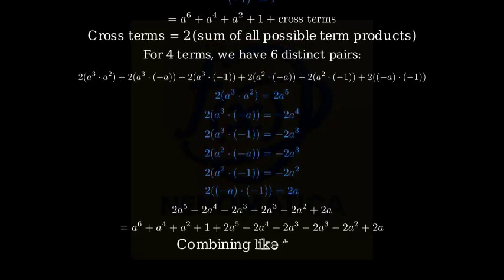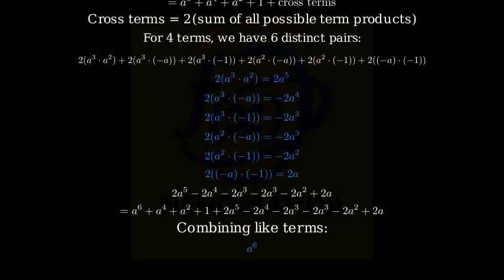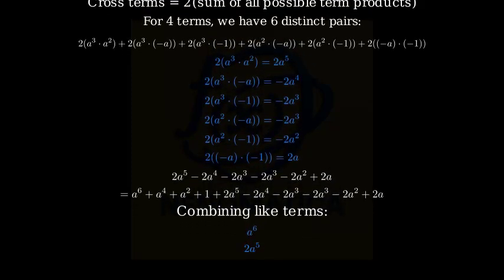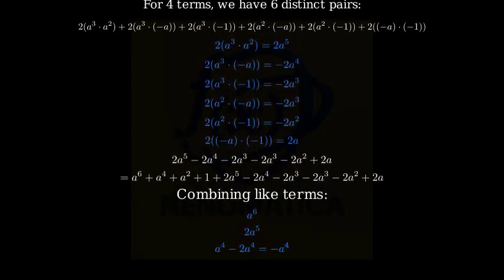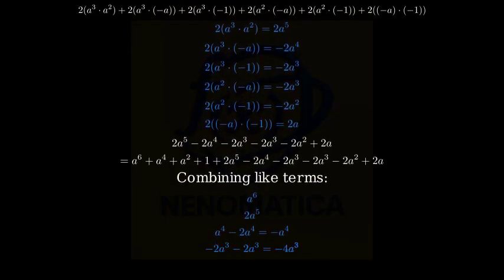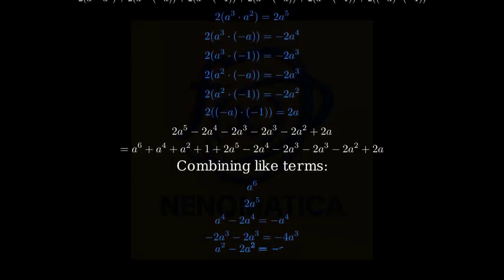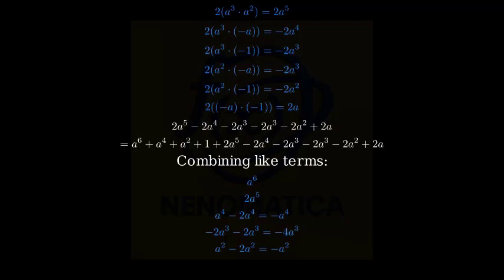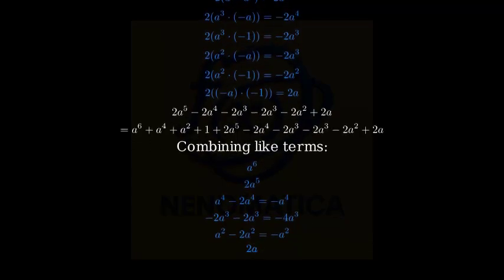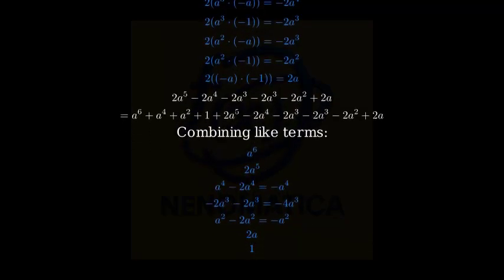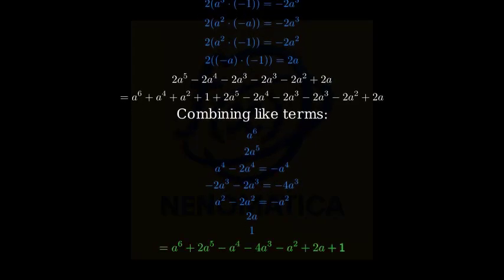Let's combine like terms. A to the 6th stays as is. 2a to the 5th stays as is. A to the 4th minus 2a to the 4th gives us negative a to the 4th. We have negative 2a cubed minus 2a cubed, which gives us negative 4a cubed. A squared minus 2a squared gives us negative a squared. 2a stays as is, and 1 stays as is. So our final answer is a to the 6th plus 2a to the 5th minus a to the 4th minus 4a cubed minus a squared plus 2a plus 1.